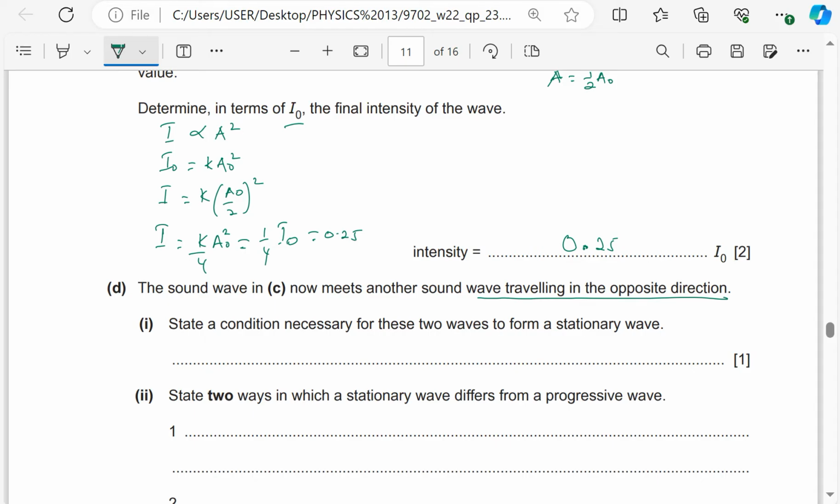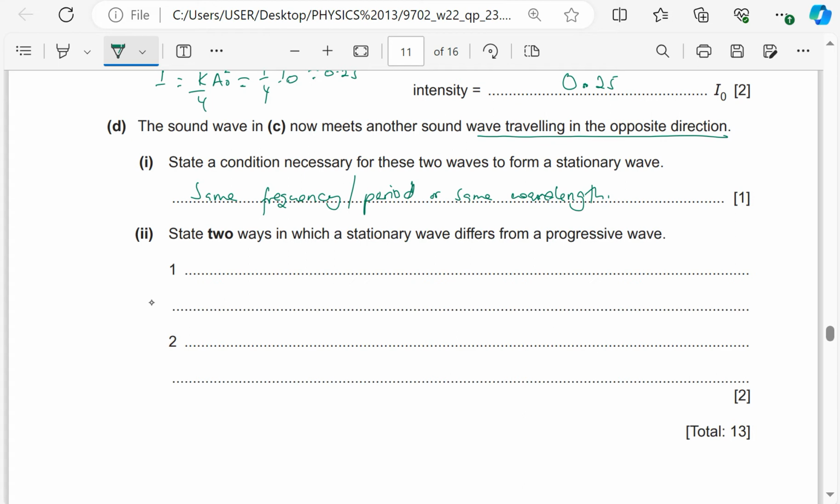If they're already traveling in the opposite direction, then it means they should have the same frequency or period, or the same wavelength. For a stationary wave to be formed, the waves should be of the same kind, same type, traveling in opposite directions, same frequency, same period, same wavelength, and they should meet at a point.